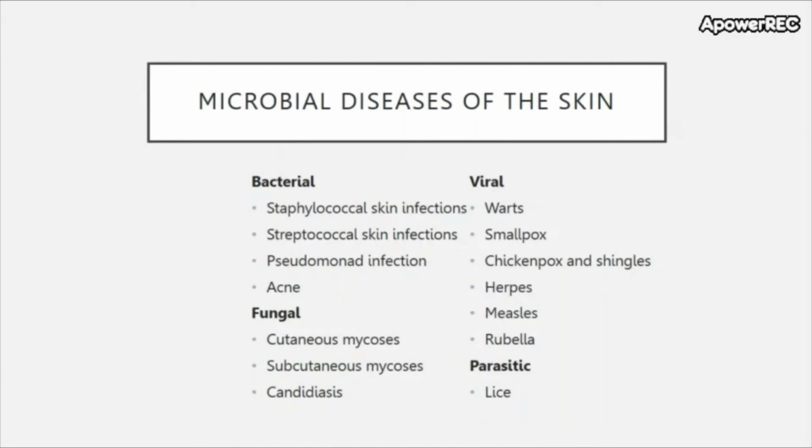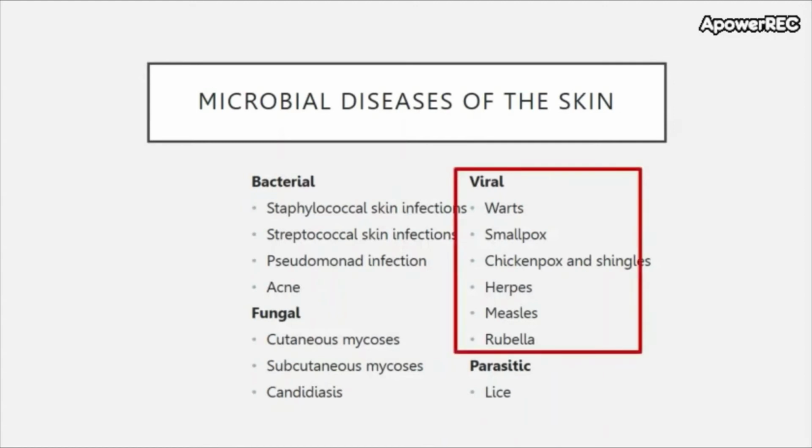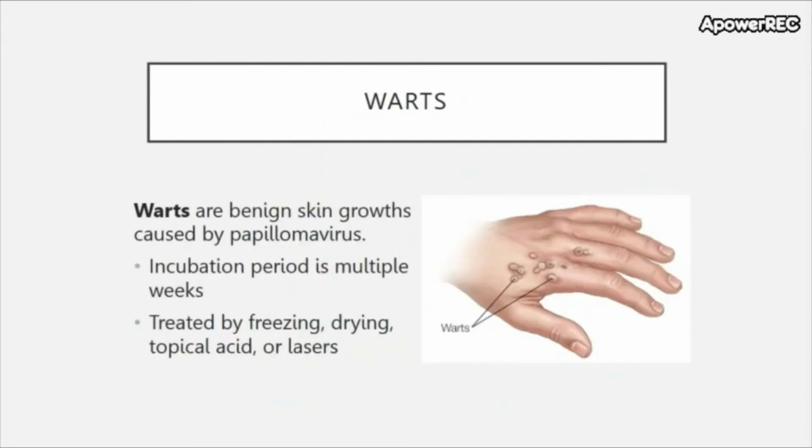So that wraps up our discussion of bacterial microbial diseases. Let's now move into viral diseases. And as you can see here, there's quite a few of them to cover. So we'll try and keep this as brief as possible. Warts are a benign skin growth that occurs by the papillomavirus. Its incubation period is several weeks, and it is treated by freezing and drying the area and with topical acid or lasers in order to destroy the area of the skin and remove the viral particles.